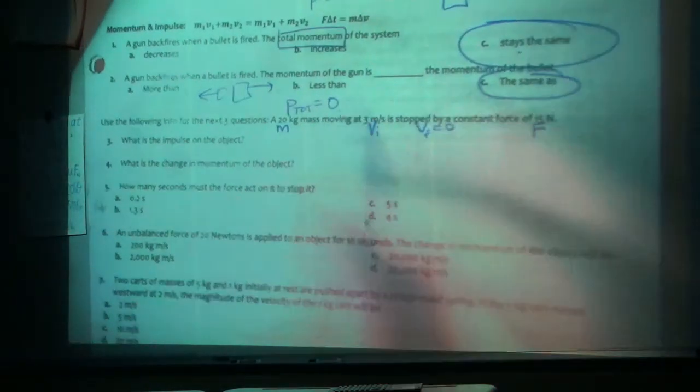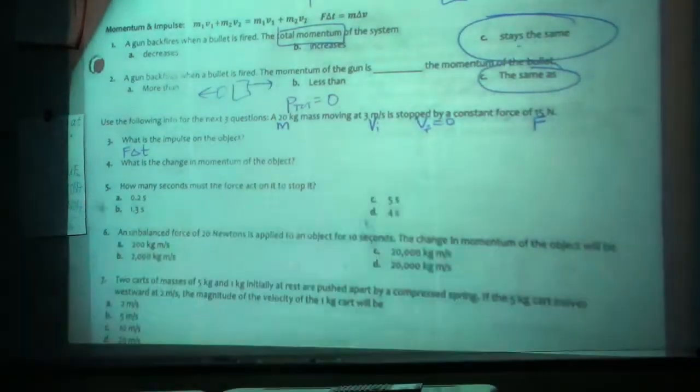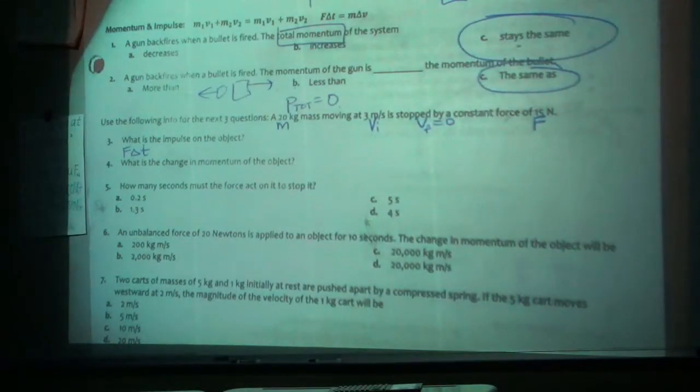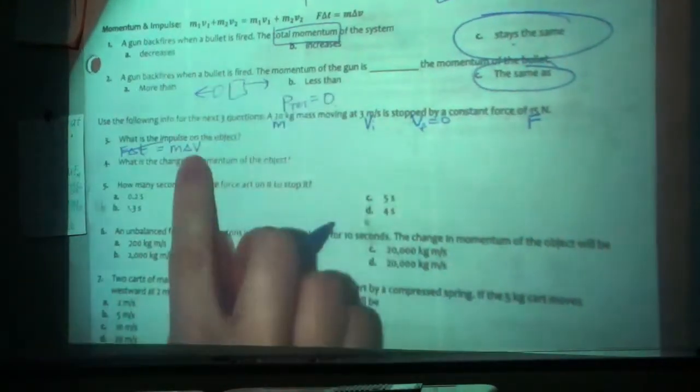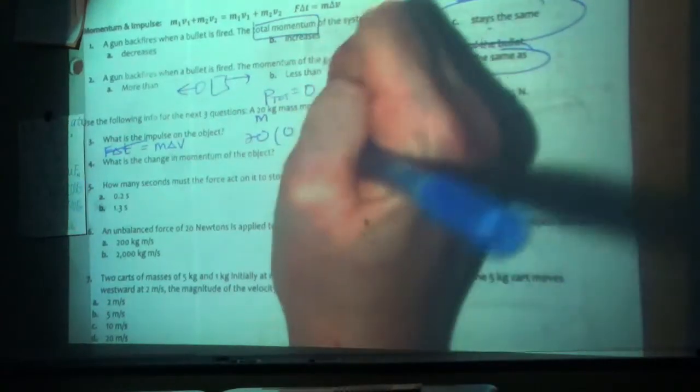Stop, meaning Vf is equal to 0. We're looking for the impulse, so impulse is F delta T. I do have F, but I don't have T, but impulse is also equal to M delta V. So let's just use this side because I do have mass and the velocities. So 20 times V final minus V initial, which would be 0 minus 3. So that's going to give me 20 times negative 3, or negative 60.